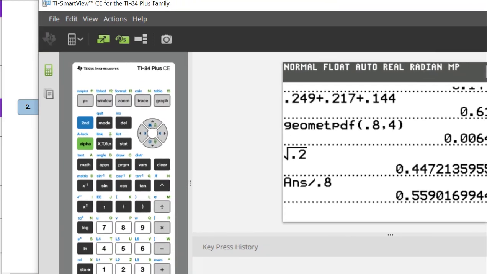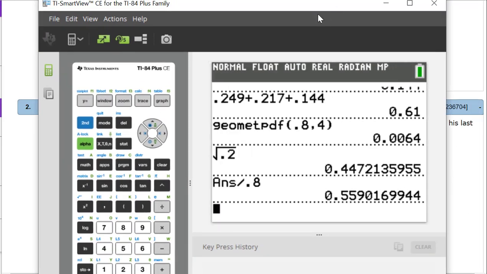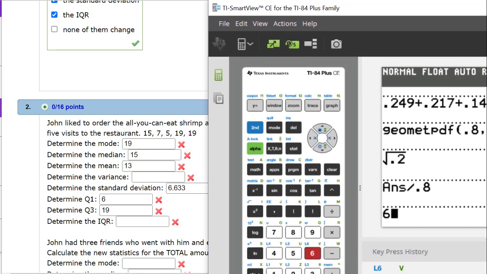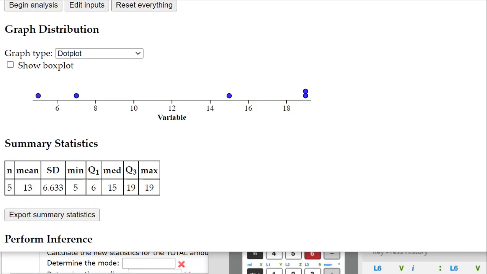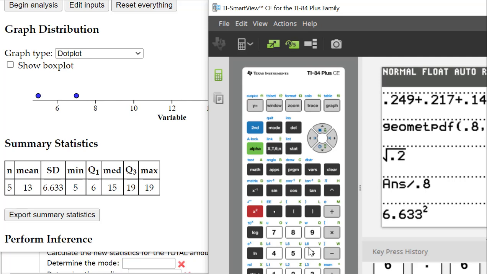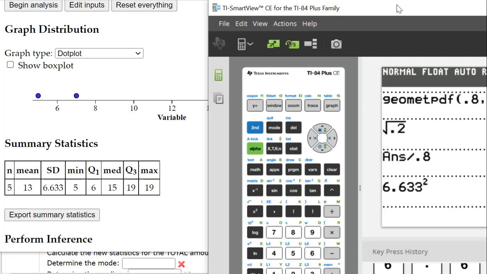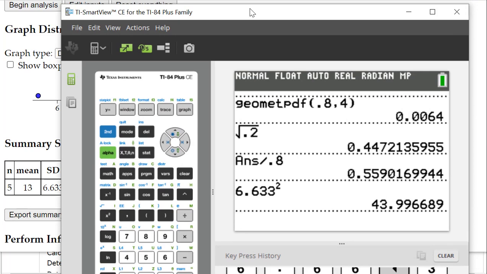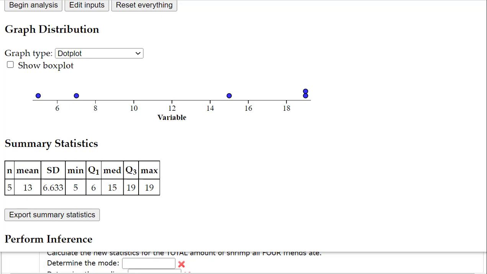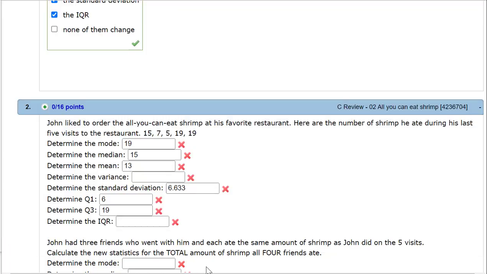So here's my calculator. Let me see if I can make it smaller. And my variance, my number was 6.633. Let me look at the Stapplet. It was 6.633. I'm going to hit the squared button and then hit enter. And you can't see it, but there it is: 43.96689.